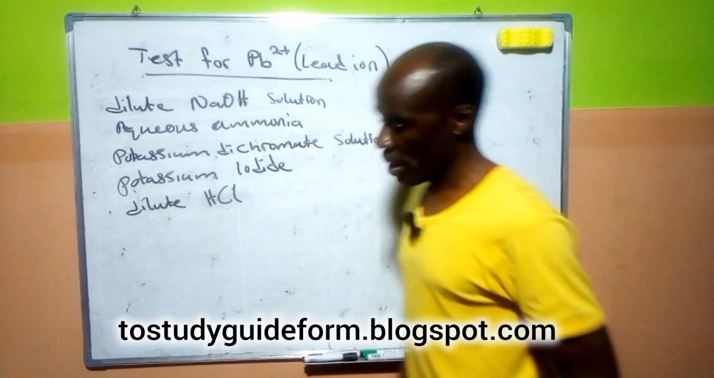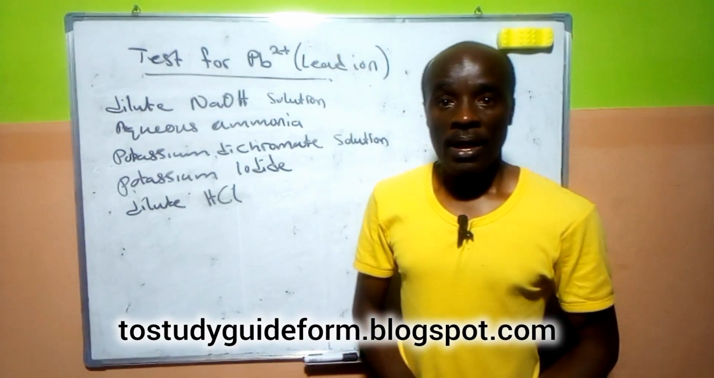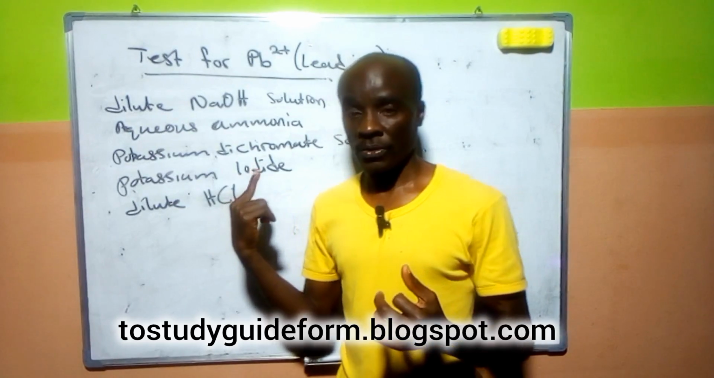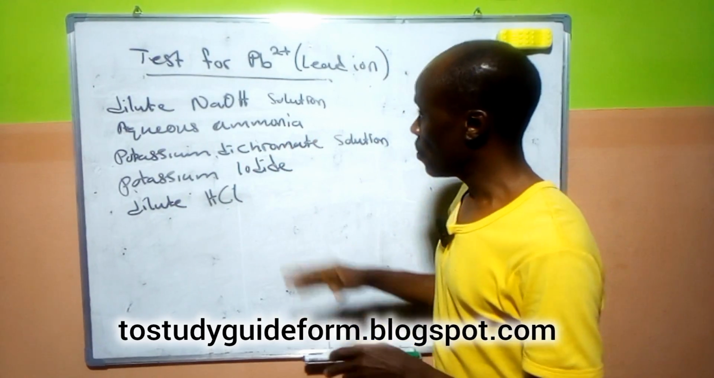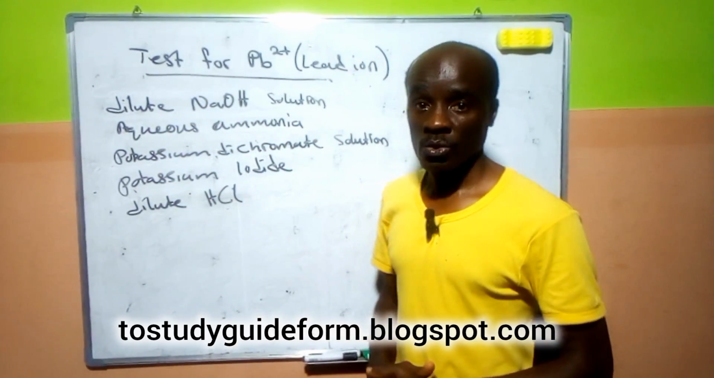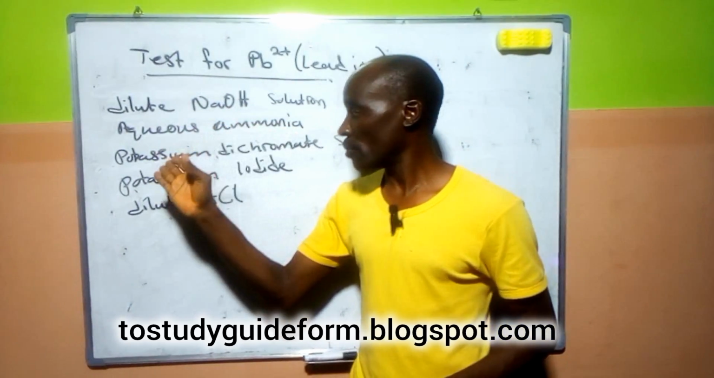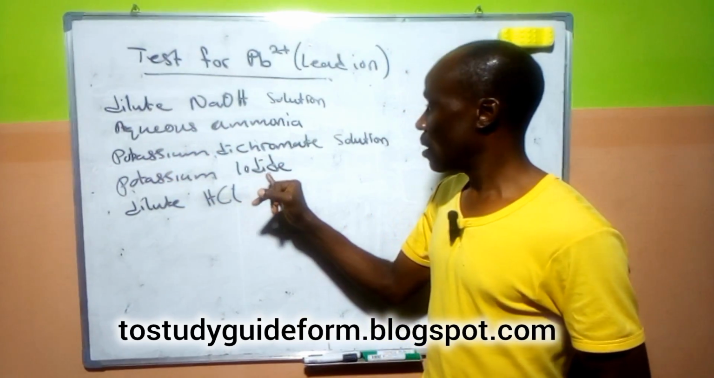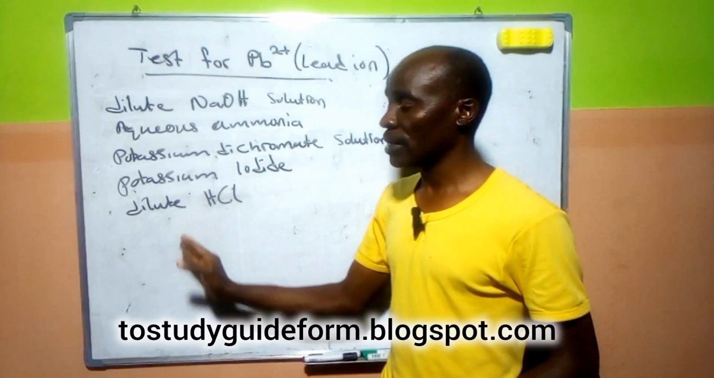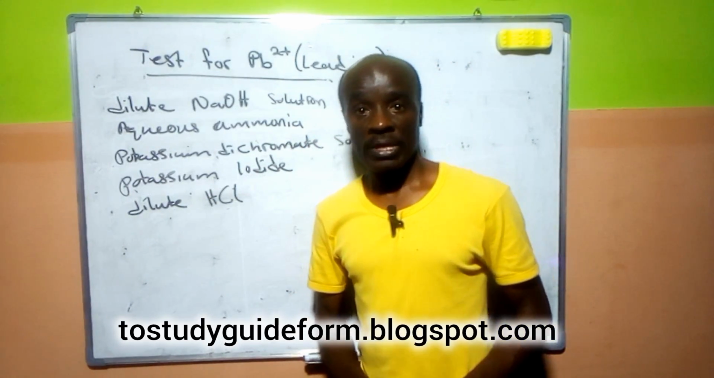In this video, we are going to be learning how to test for lead ion. As we can see here, we have some reagents that we're going to be using. We have sodium hydroxide solution, aqueous ammonia, potassium iodide, potassium dichromate, and dilute hydrochloric acid.